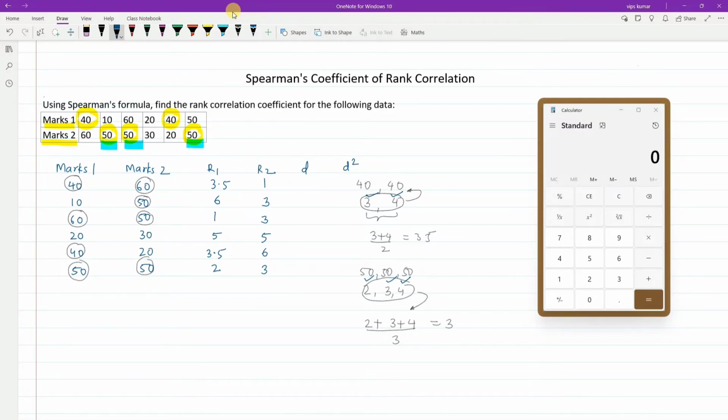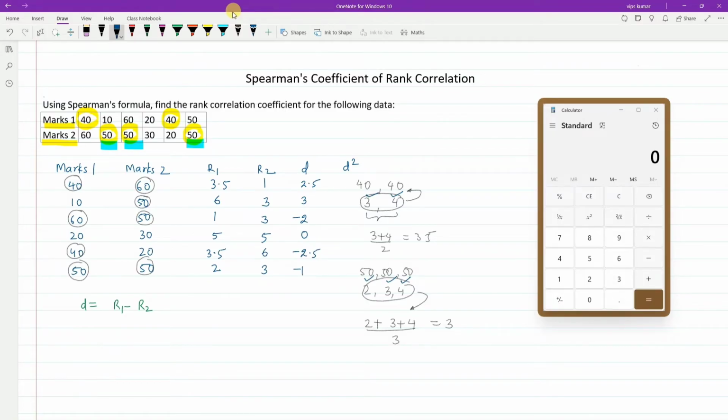So D is nothing but the difference between rank 1 and rank 2. So in the first case it will be 3.5 minus 1, which is 2.5. Then 6 minus 3, which is 3. 1 minus 3 will be negative 2. 5 minus 5 is 0. 3.5 minus 6 will be negative 2.5. 2 minus 3 is going to be negative 1.